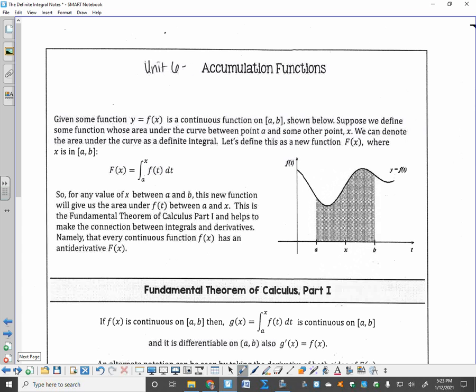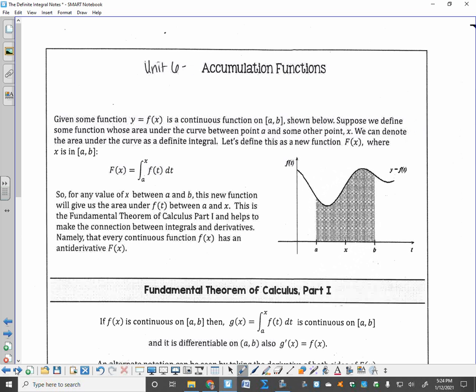Accumulation functions. Given some function f of x that is continuous on a to b closed, shown below, suppose we define some function whose area under the curve is between point A and some other point x. Okay, we can denote the area under the curve as a definite integral. Let's define this as a new function F of x, where x is in A to B.